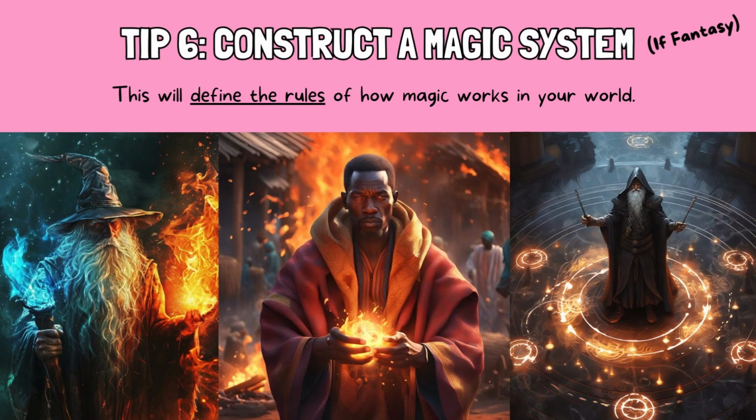Tip 6. Construct a magic system, if fantasy. If your world is a fantasy world, you may want to develop a magic system. This will define the rules of how magic works in your world. For example, magic users might draw power from elemental sources like fire or water, with limitations based on their affinity, or spoken runes could activate complex spells requiring deep knowledge and precise pronunciation. A well-defined magic system can create conflict, fuel technological advancements, and add a layer of wonder to your world.